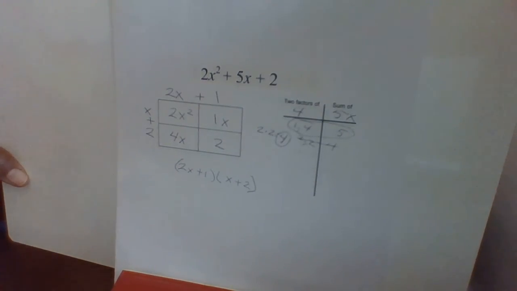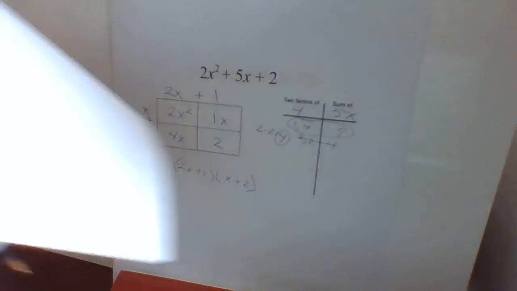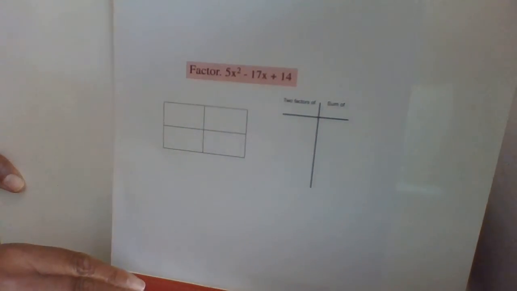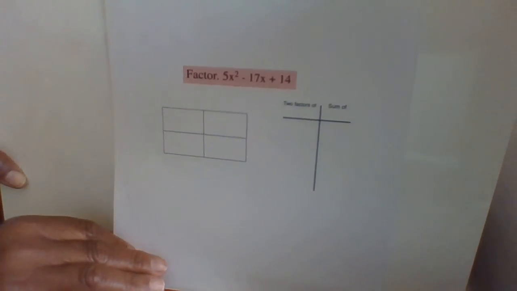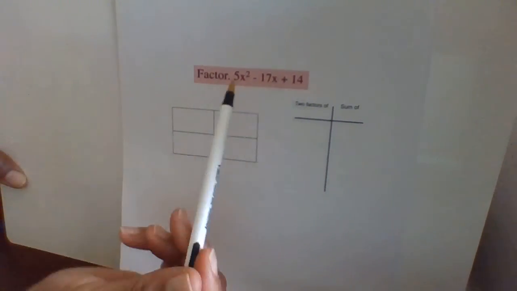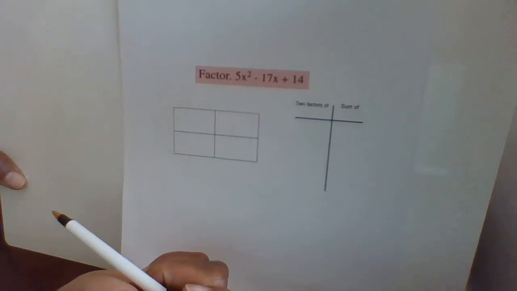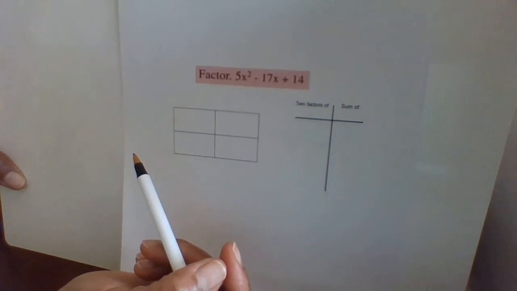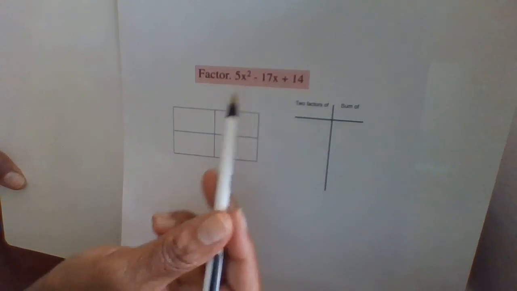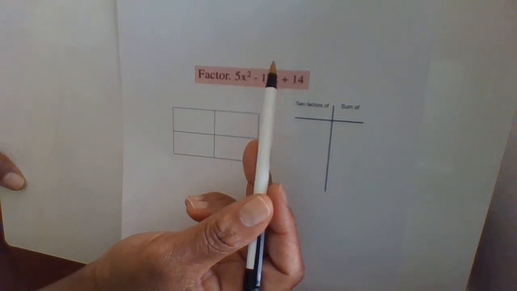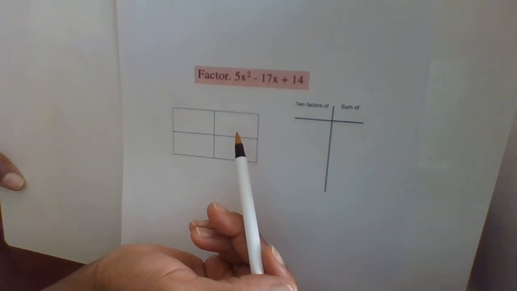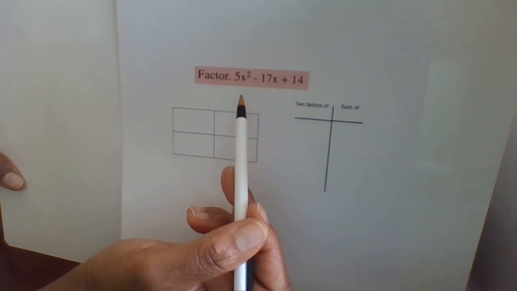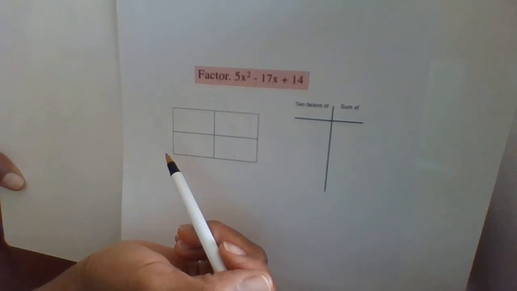Now let's look at a trinomial where instead of b and c being positive, now b and c are different. B is going to be negative and c is going to be positive. So anytime that happens, the two numbers that we are looking for, if c is positive, they both have to be negative, because a negative times a negative is a positive, but a negative plus a negative is a negative.